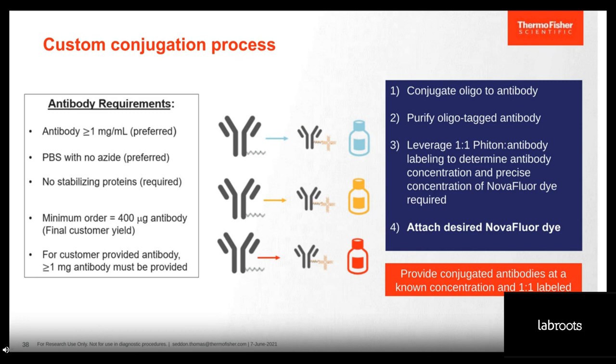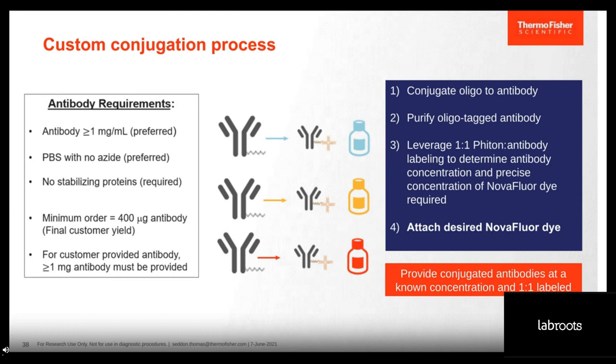And so when you're looking at the requirements for submitting this, generally we would prefer to have greater than 1 mg per mL of antibody to start with, and PBS with no azide, but these can be concentrated or buffer exchanged, so that's not really an issue. The main thing to be aware of in a custom conjugation is that any stabilizing proteins would be labeled in that process, and so that could be an issue if there was a problem for background.